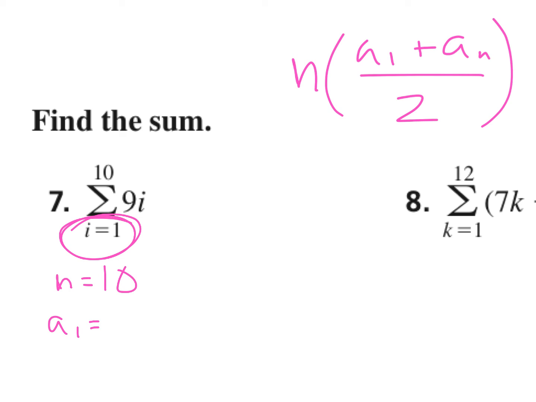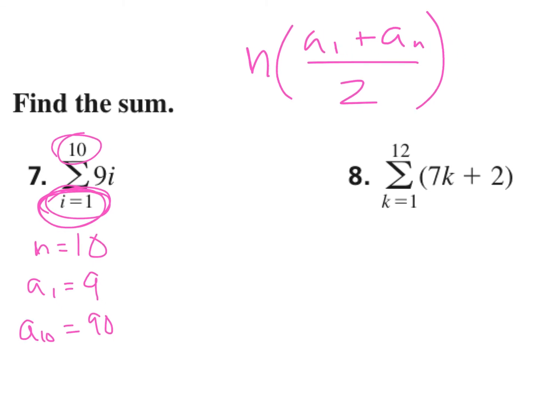So 1 is the first number we're plugging in. When we plug in 1, that gives you your first term. So if we plug in 1, that would be 9 times 1. So a sub 1 is 9. And then we want to find our 10th term. So when we plug in 10, what do we get? 90. So you always plug in your first one and your last one. And then we just plug everything into our formula. We have 10 times a sub 1 is 9 plus a sub 10 is 90 over 2.